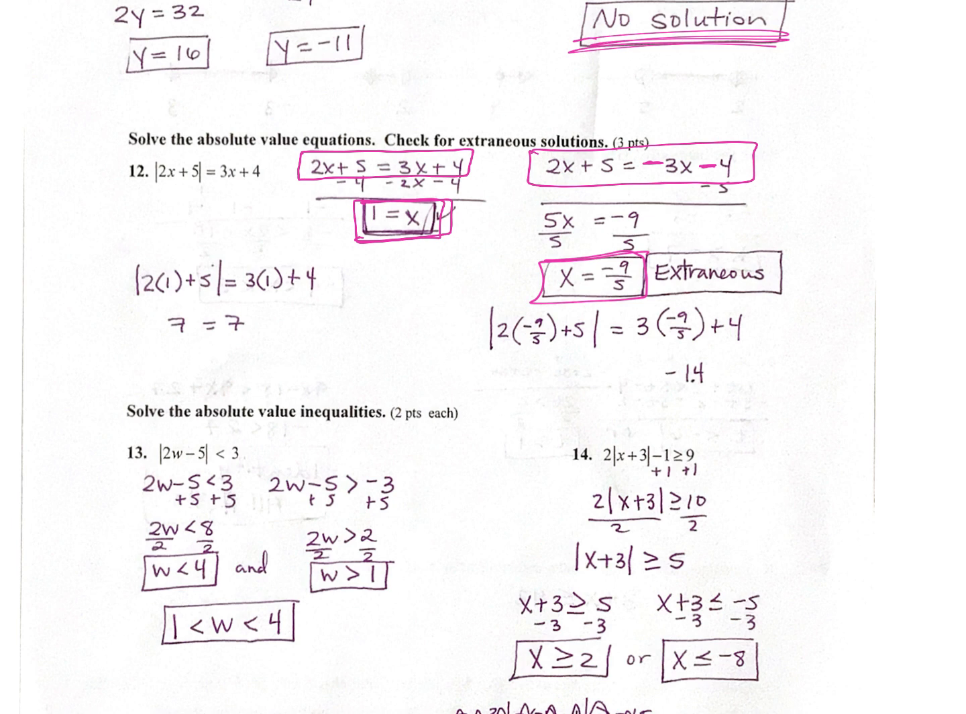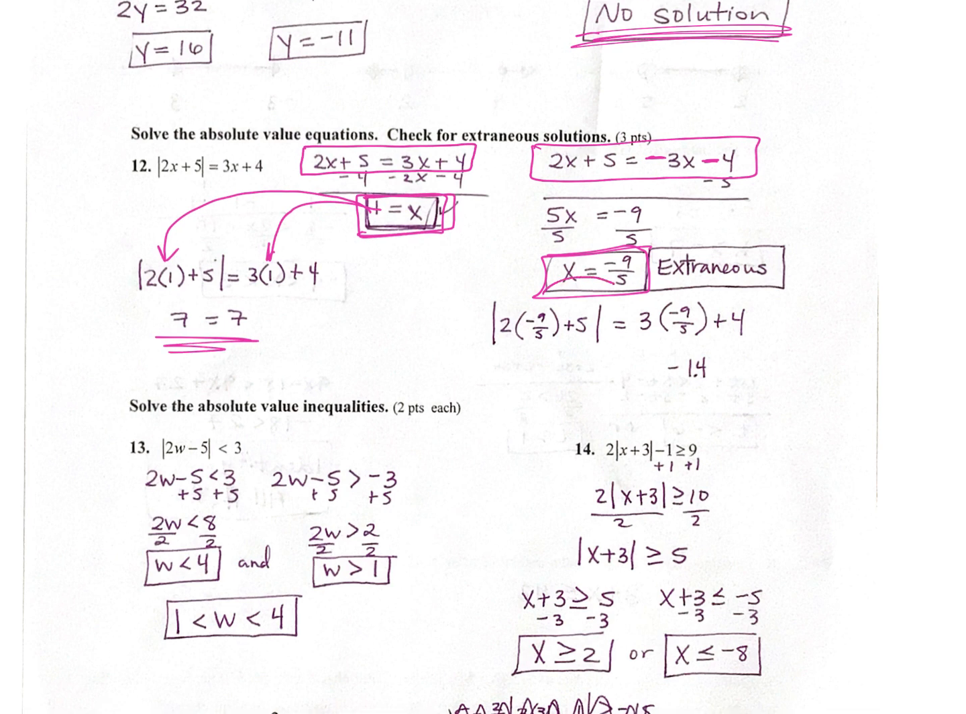Okay? You need to check for extraneous there because when you plug this one in, it works out. 7 equals 7. When you plug this one in, this is a negative, was it 1.4? Was it 1.8? I don't know if I plugged the wrong thing in, but anyway, it's a negative, right? This is a positive because we're taking the absolute value, so that's what makes it extraneous. So you needed to say this is extraneous, this is the right answer.